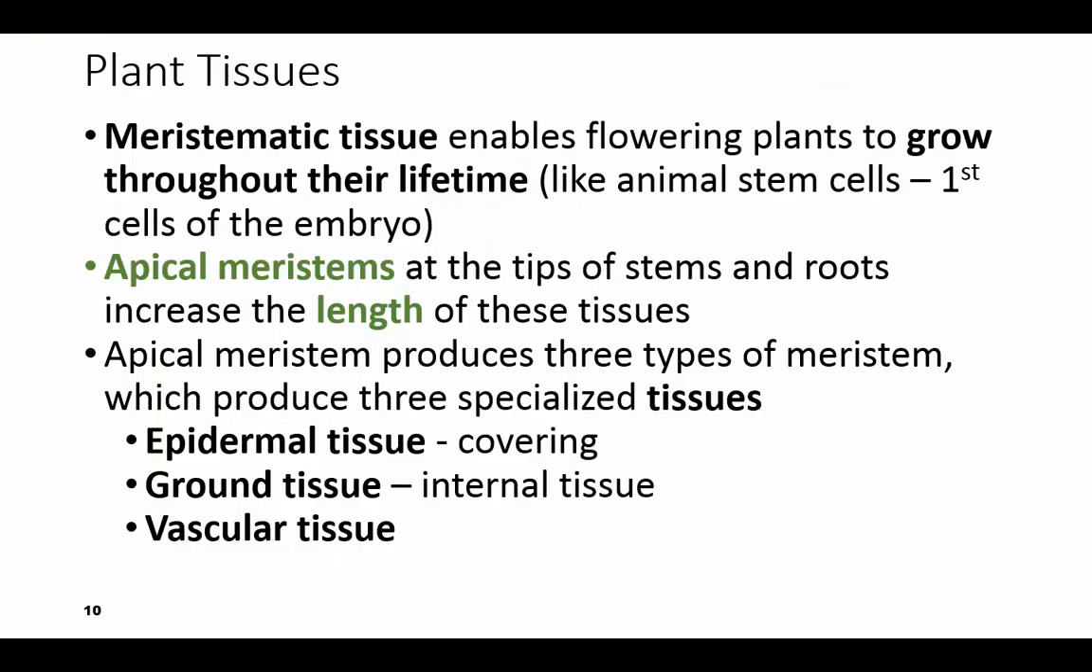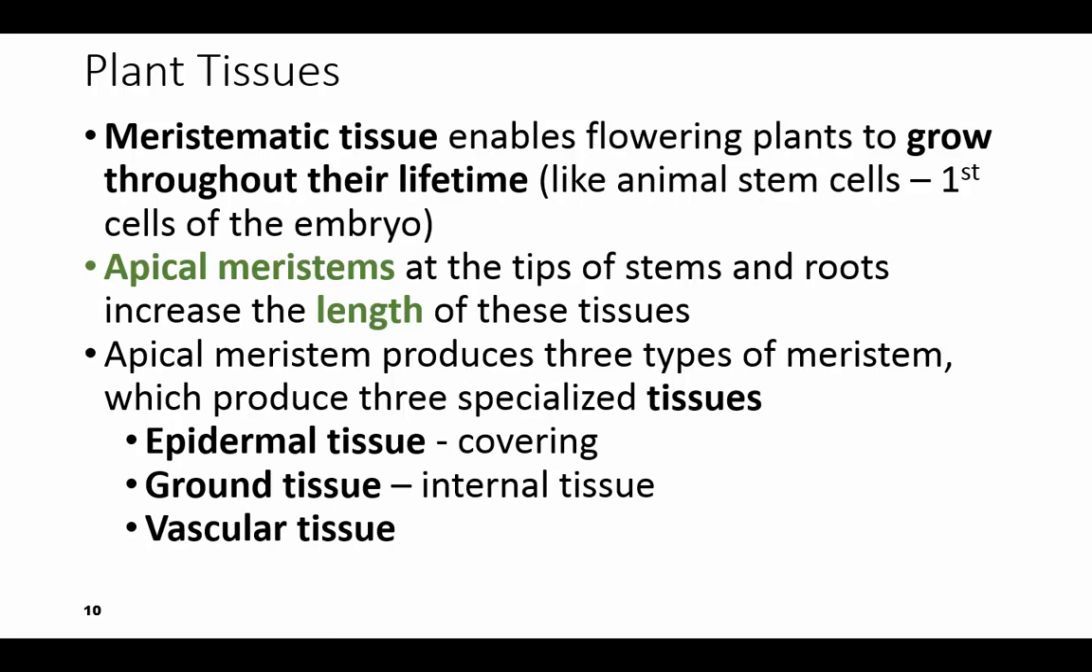Number 16, define apical meristem and identify the three types of meristems found in angiosperms and explain their purpose. Well, meristematic tissue in flowering plants is like stem cells in animals. It's the first cells of the embryo. And this meristematic tissue allows those flowering plants to grow throughout their life.